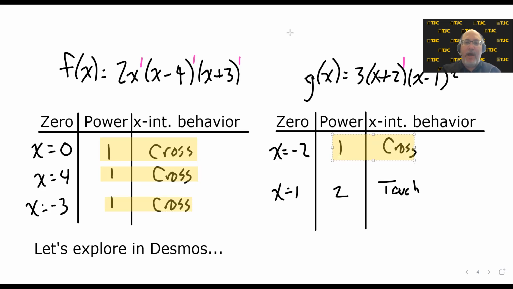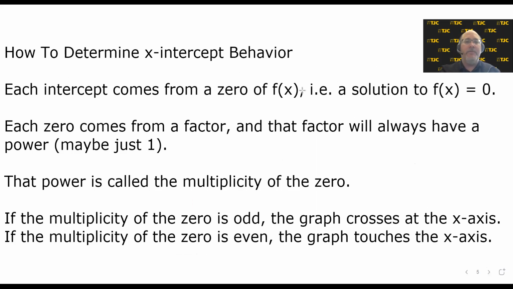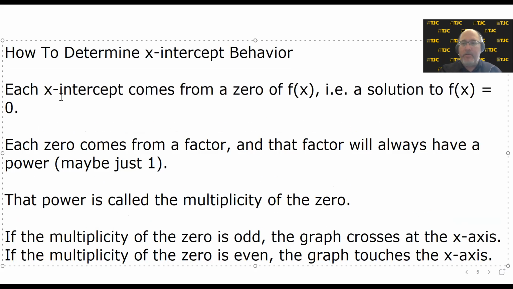However, when the power was 2, we touched the x-axis. And as we've already discovered in Desmos, because I jumped in there too early, even powers on factors will cause the graph to touch the x-axis. Odd powers on factors will cause the graph to cross the x-axis. So to summarize, how to determine x-intercept behavior? Each x-intercept, let's sneak that in there. It may invoke a line break. Maybe I can fix that.